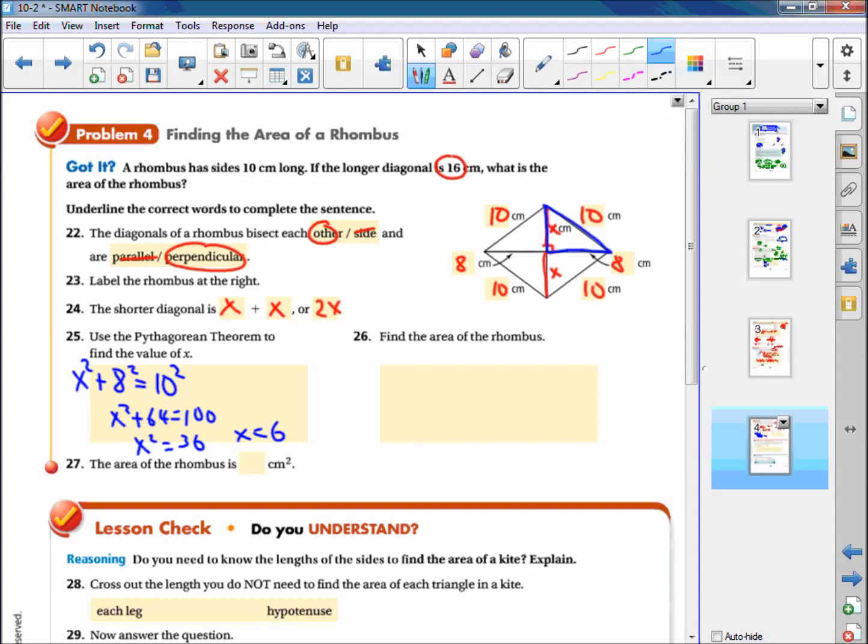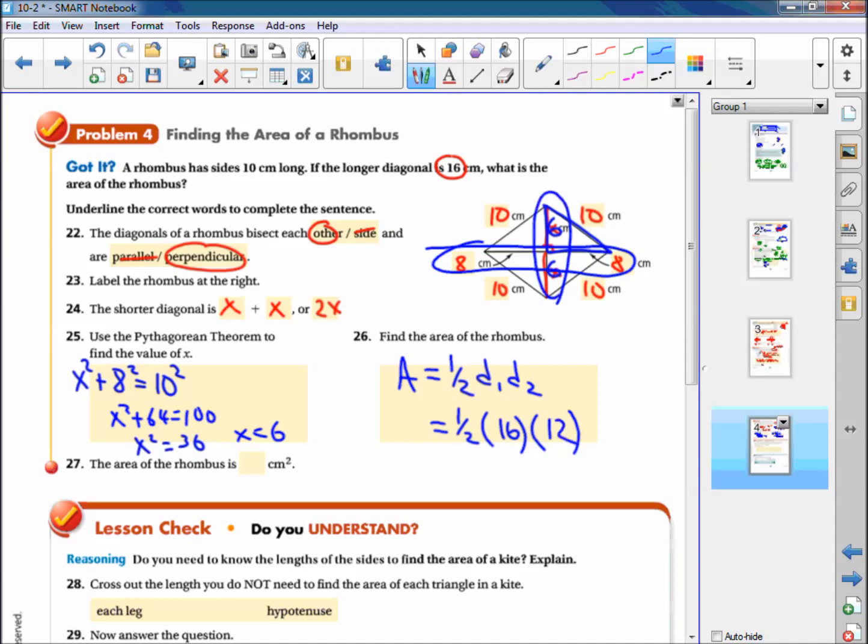Okay. All right, so find the area of our rhombus. So that means that this is a 6 and this is a 6. So what are our diagonals? Let's see if we can figure that out. So a rhombus has the same formula as a kite, d1 times d2, and then half of that. One of our diagonals is going to be 8 and 8 put together for 16. And our other diagonal is going to be 6 and 6 put together for 12. So our area is going to be 1/2 times 16 times 12, which is 96. And this is going to be centimeters squared.